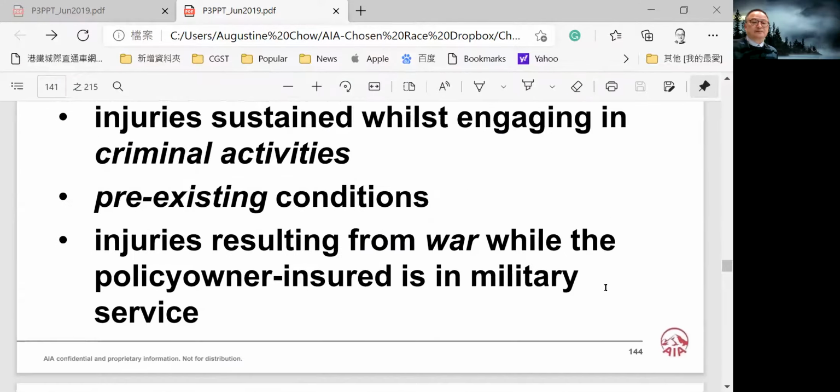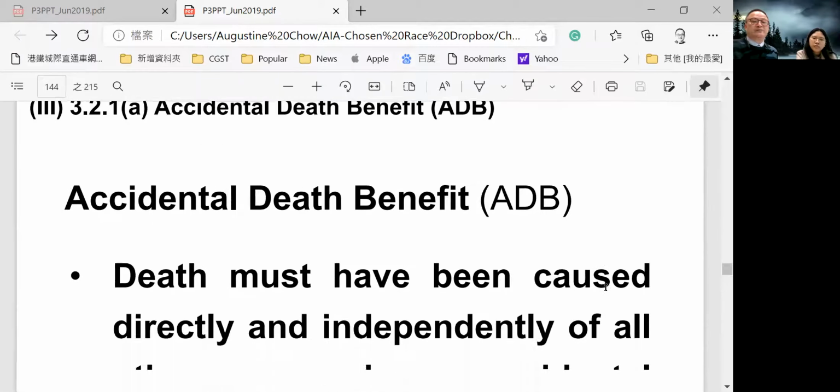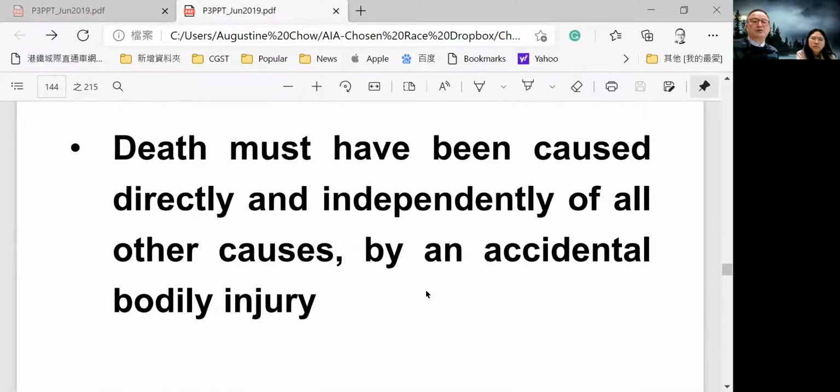These are ADD, accidental death benefits, which must be caused by an accident. So if I run into a traffic accident, I was hit by a car on Harbour Road, will I get paid for accident? If the light is red, you won't. If the light is green, you will. Yeah, it depends on whether it's an accident. If it's a red light and you go across the street and get hit by a car, it's not an accident. Yeah. You commit suicide.